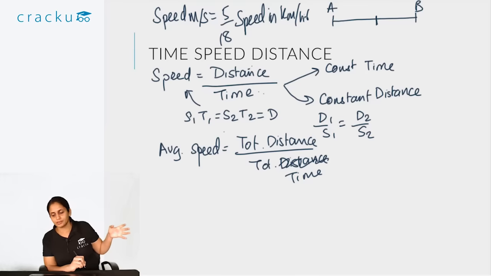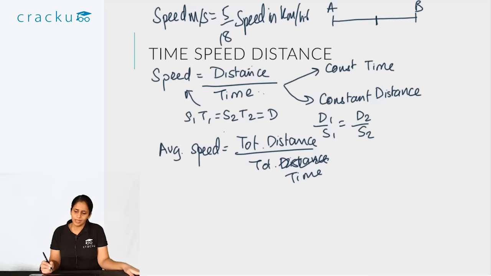First convert everything into the same units. Everything should be in meters and seconds and meters per second, or everything should be in kilometers and hours. So always make sure you have consistent units. Then the thing that we'll cover is circular tracks.